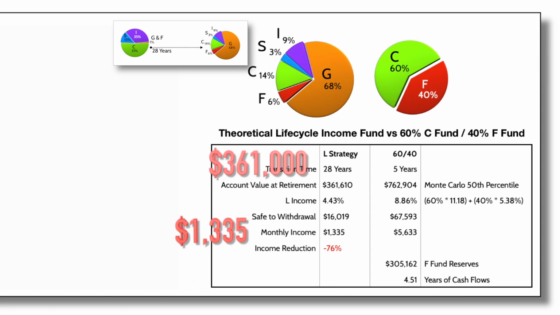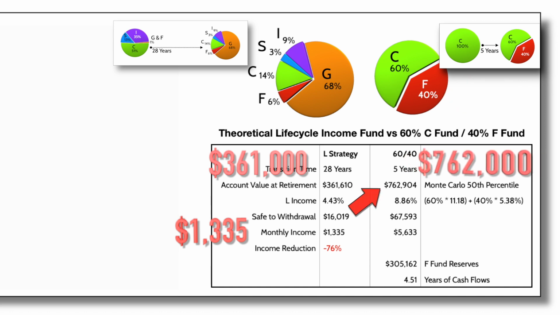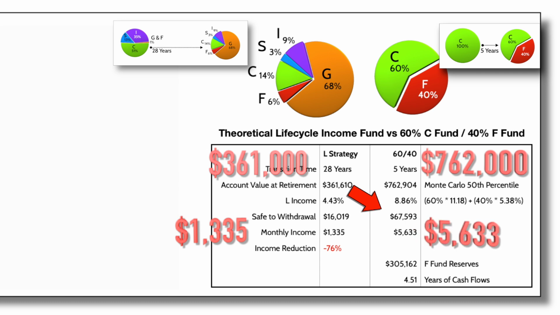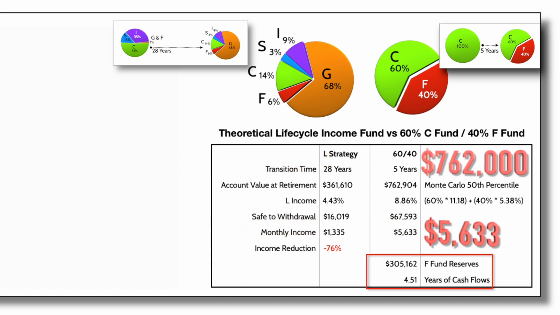Or we could go even more conservative to the financial industry's standard 60-40 model, where 40% is the target allocation to the F fund. There are even more opportunity costs than before, as shown by a reduction in the expected assets upon retirement and the lower expected rate of return of 8.86%, which implies an annual income of $67,593, or $5,633 per month, 4.2 times more than the TSP strategy. Now 40% of the portfolio would be in the F fund, which would allow for 4.5 years of reserves to pull from during a down stock market.